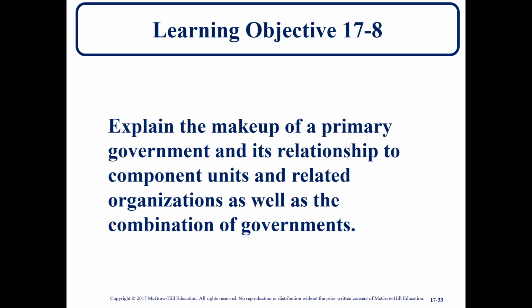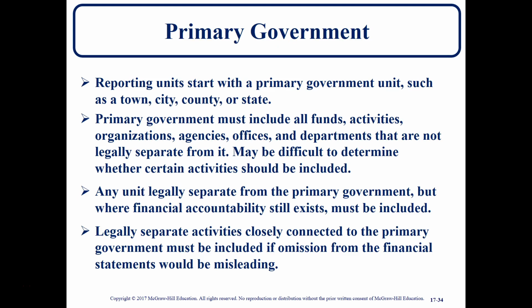Objective 8. Explain the makeup of a primary government and its relationship to component units and related organizations, as well as the combination of governments. So again, a primary government is usually a town, city, county, or state. A primary government has to include all the funds, activities, organizations, agencies, offices, and departments that are not legally separate from it. So it may be difficult to determine whether certain activities should be included. Any unit legally separate from the primary government, but where financial accountability still exists, must be included. Legally separate activities closely connected to the primary government must be included if omission from the financial statements would be misleading.